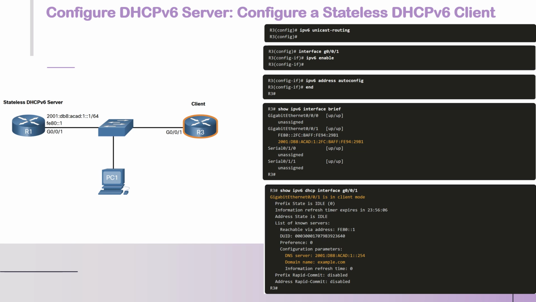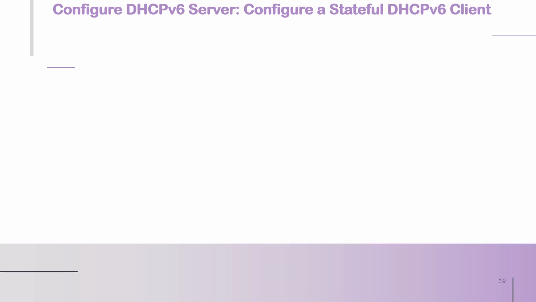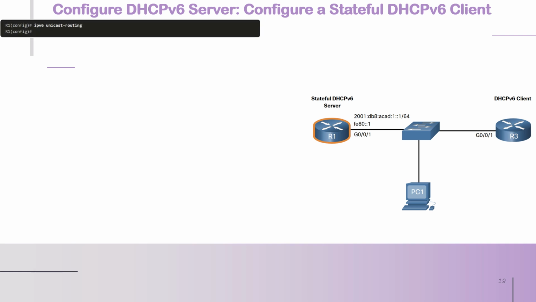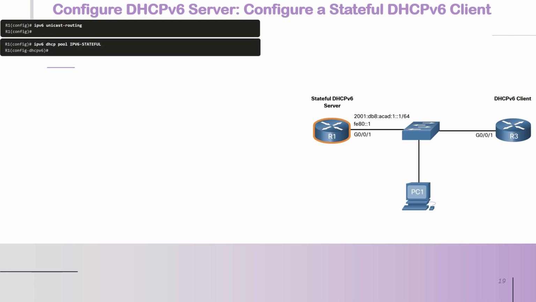Now let's configure a stateful DHCP version 6. We will go through this topology, and the steps are as follows. First, we will enable IPv6 routing. The second step is, again, we will define a DHCP version 6 pool, and then we will configure the DHCP version 6 pool.